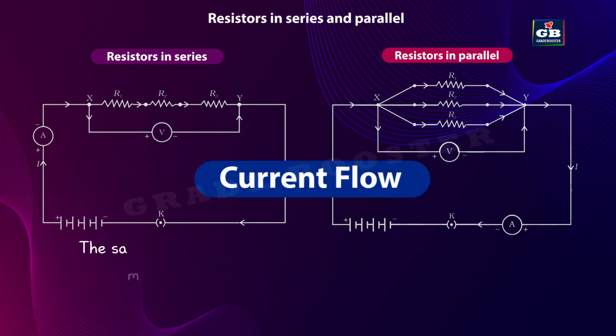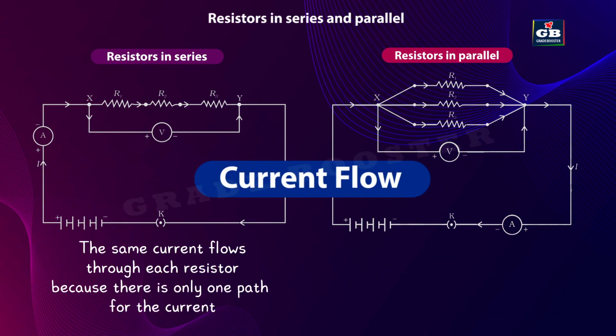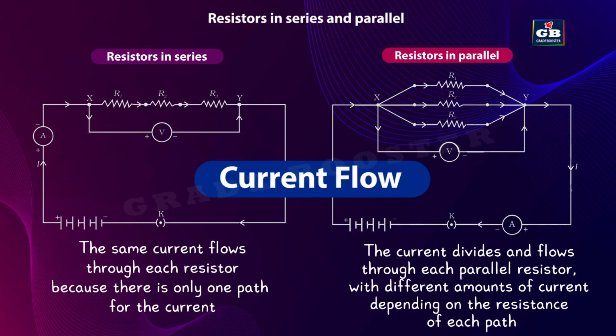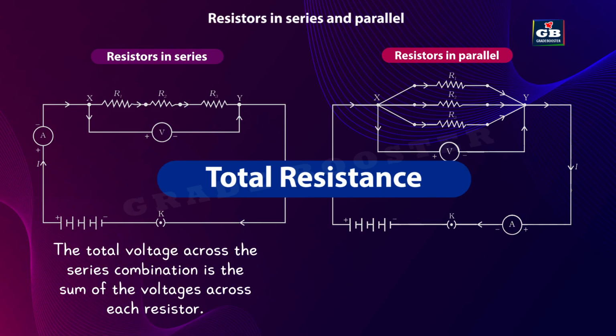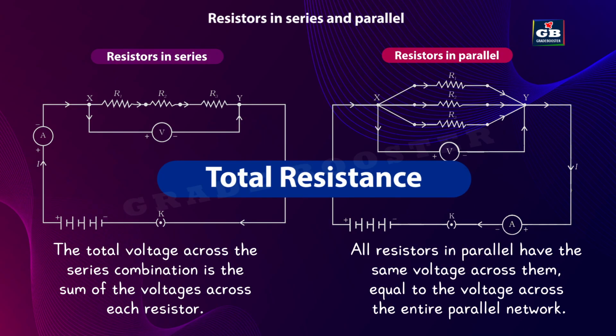Current flow. In series, the same current flows through each resistor because there is only one path for the current. In parallel, the current divides and flows through each parallel resistor with different amounts of current depending on the resistance of each path. Voltage distribution. The total voltage across the series combination is the sum of the voltages across each resistor. Each resistor has a different voltage drop. Whereas in parallel, all resistors in parallel have the same voltage across them, equal to the voltage across the entire parallel network.